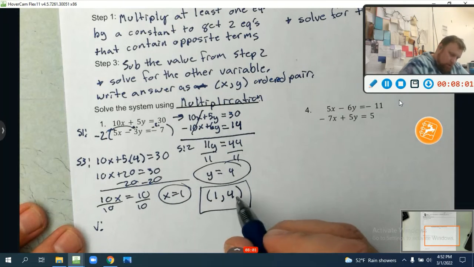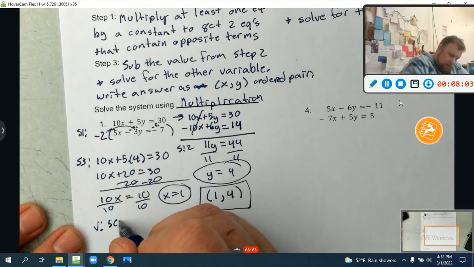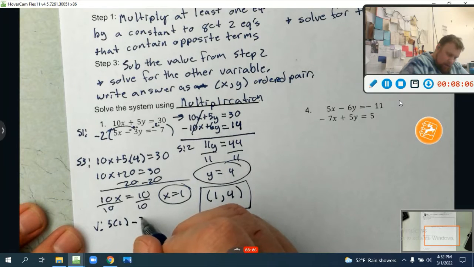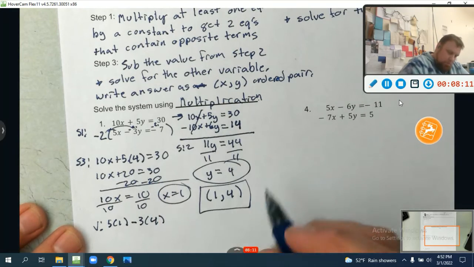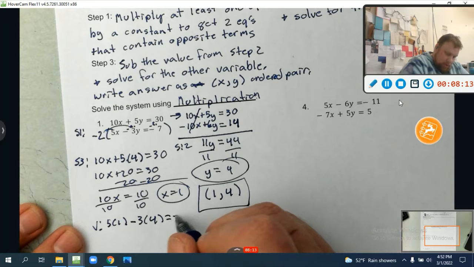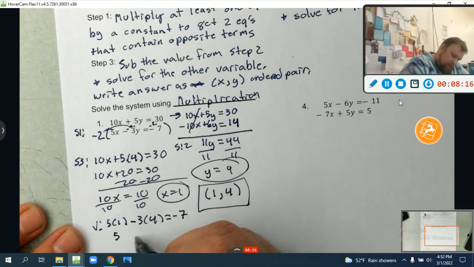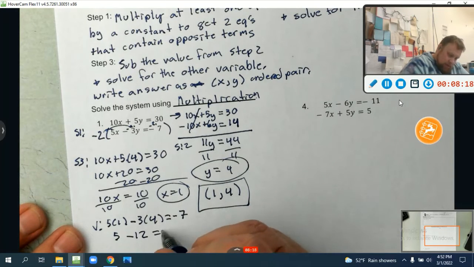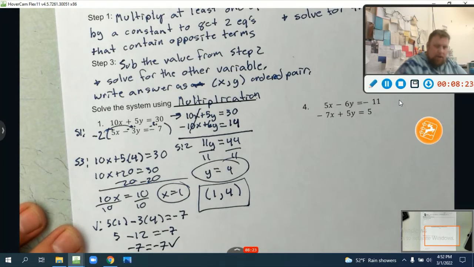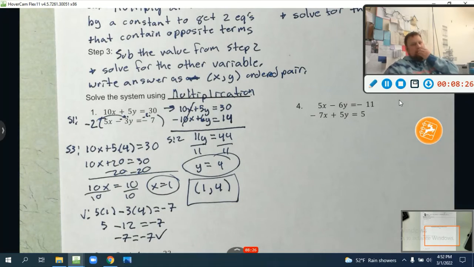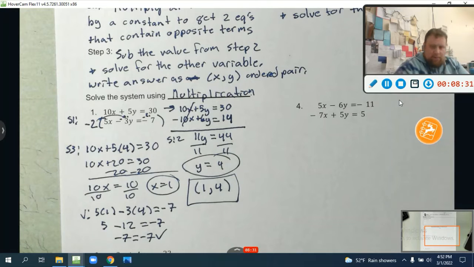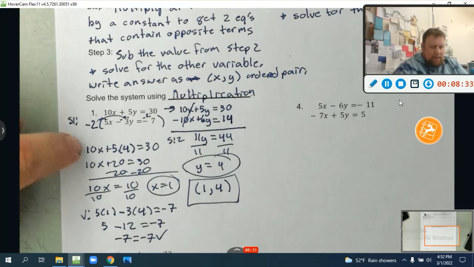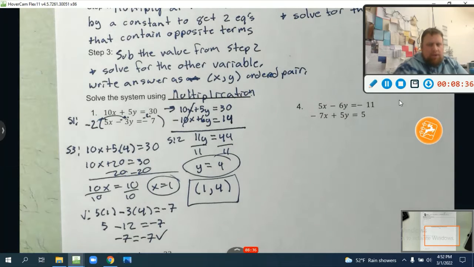So, for the ordered pair of (1, 4), we're going to have 5 times 1 minus 3 times 4. Now, notice I'm using the original equation right here. Okay? Equals negative 7. So, what is that? 5 minus 12 equals negative 7. 5 minus 12 is negative 7 equals negative 7. Check. We are done. That was good stuff. So see how we did that? Not too terrible. When it's set up like this, it works out really nice. You just multiply one of the equations, make it work.